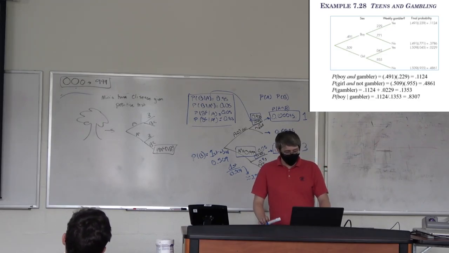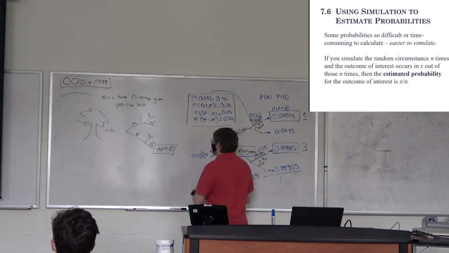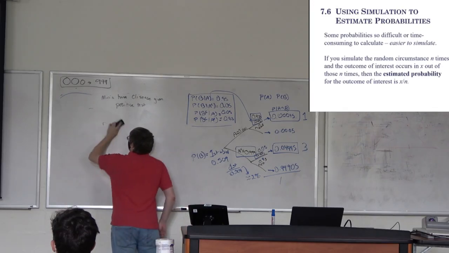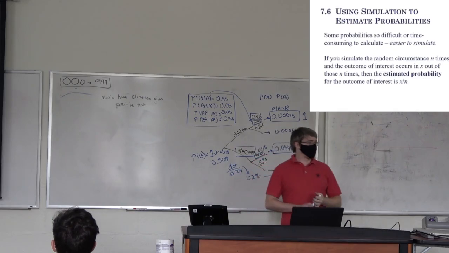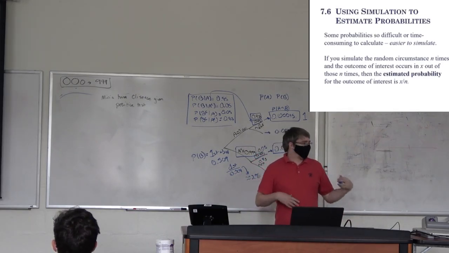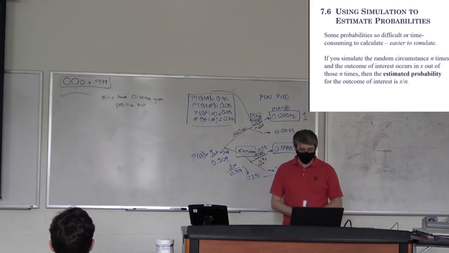And lastly, I want to talk about using simulation to estimate probabilities. I can actually do the same type of thing on a computer and just simulate all the possible scenarios that could happen. This is kind of the easiest way to get this done. You just have to have some computer knowledge before doing that.